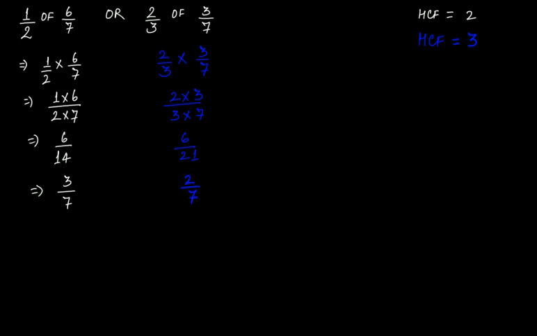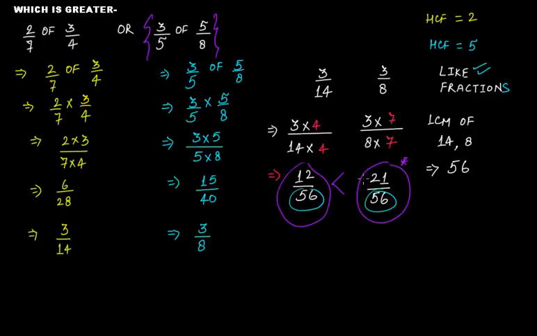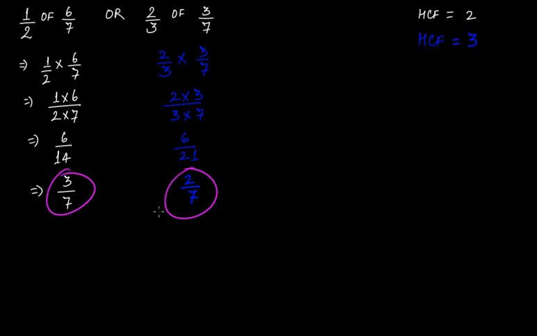Now you can see the importance of converting fractions into their simplest form. This is 3 by 7, this is 2 by 7. We already have two like fractions, right? In the earlier case, even after finding the simplest form of these two fractions, we had to convert them into like fractions. But in this case, just by simplifying, we got two like fractions.